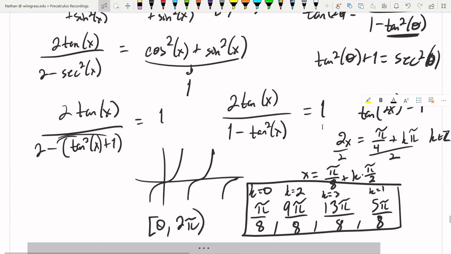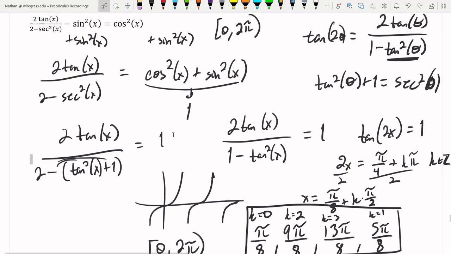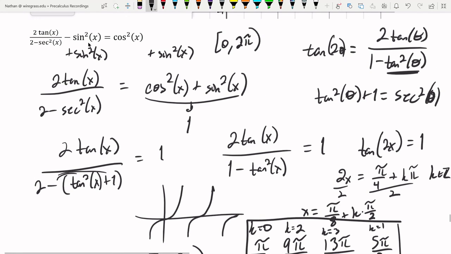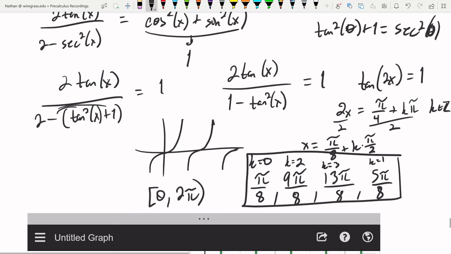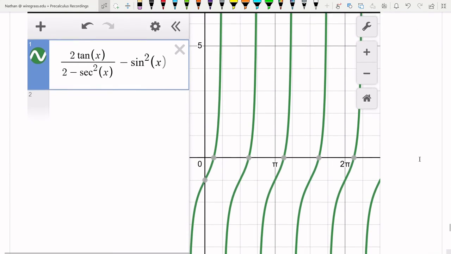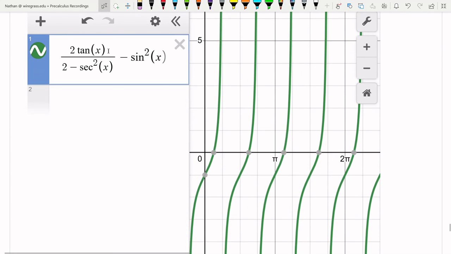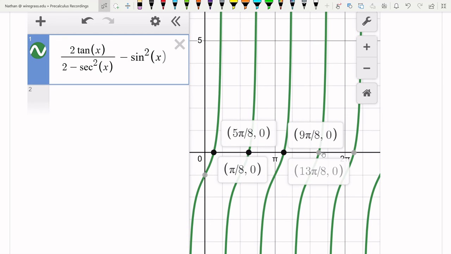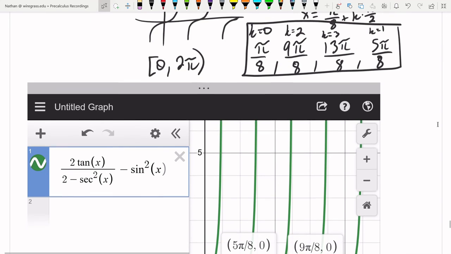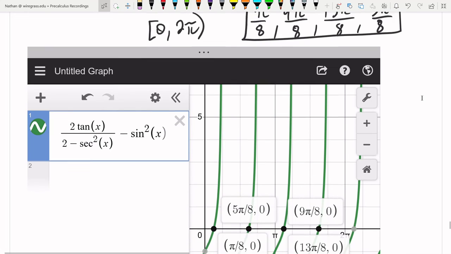So graphing this, we're looking for when is this thing equal to 0? I subtracted cosine squared over, and we're going to look for when is this thing equal to 0, or what are the x-intercepts. And here's the graph. You can see I've moved cosine squared over. So the x-intercepts of this are pi over 8, 5 pi over 8, 9 pi over 8, and 13 pi over 8. This one is a little too high above 2 pi, so it's only those 4 solutions, and they're the 4 that I had found.